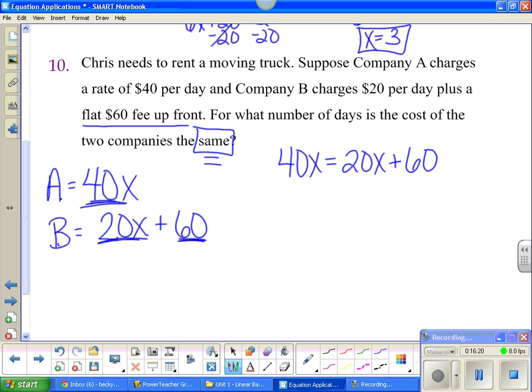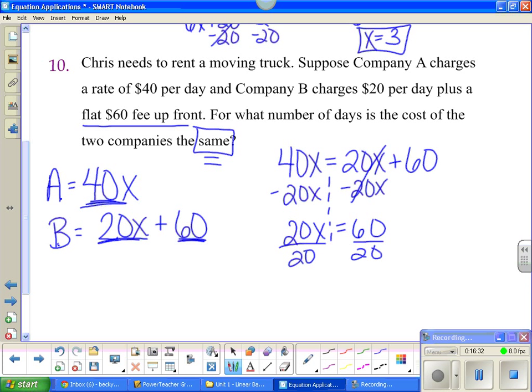And solve for x and c when they're the same. So I'm going to subtract my 20x. So 20x equals 60. Divide by 20. X equals 3. So after 3 days, they're the same.